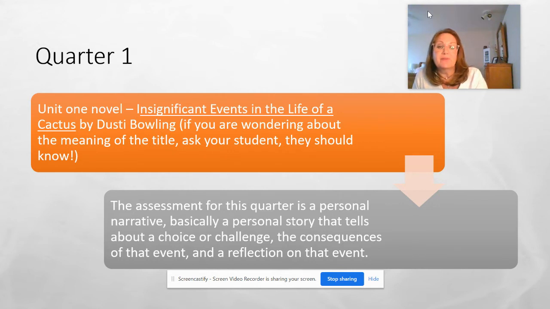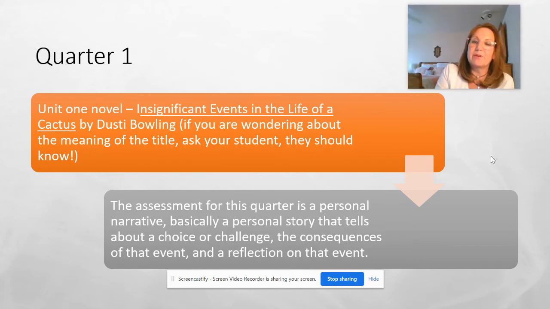The assessment for this quarter is something called a personal narrative, which is basically a personal story where they will write about a choice or a challenge that they've had, the consequences of that event, and a reflection on that event. I do it every year. It's pretty fun to read those.